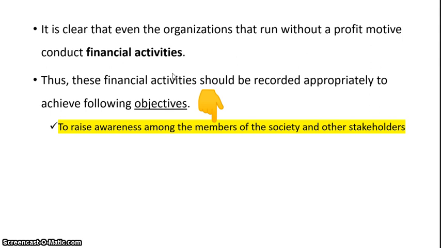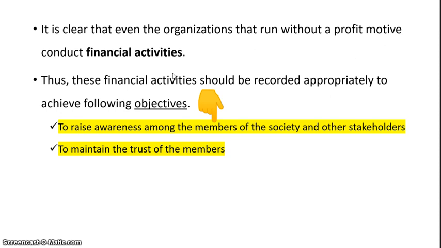So when you record, you know who the stakeholders are for every association, every not-for-profit organization. There are stakeholders, interested parties. So they will know what is happening. You are creating awareness among the members to maintain the trust of the members. When you record all of these, you don't have to worry about what will happen in a few months. If they ask you what you did with this income, then you have proof to tell. So that will maintain the trust of the members.